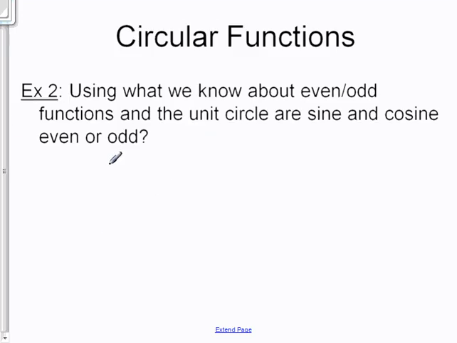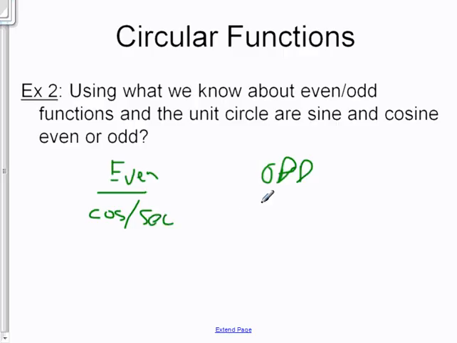So even or odd, if we're going real quick, your even functions and your odd functions. Even is cosine and secant. Odd is everything else. So sine and cosecant, tangent and cotangent are odd or have odd properties. And we'll talk more about that in class and why that is. If I started explaining it now, it would take 30 minutes and you would get bored.